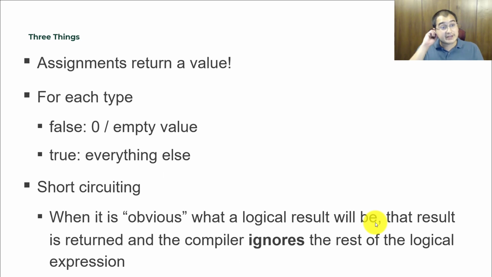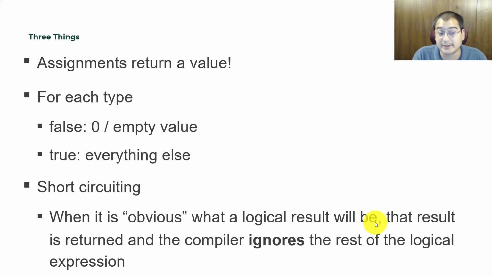So what do you need to take away from this? Well, assignments return values. We've been showing you this over and over again. When you say x equals 4, you can chain that. You can use that as part of a logical expression. You can do that with short circuiting and things like that. The other thing to note is that false is 0 and true is a 1, and everything else is interpreted as a true value.